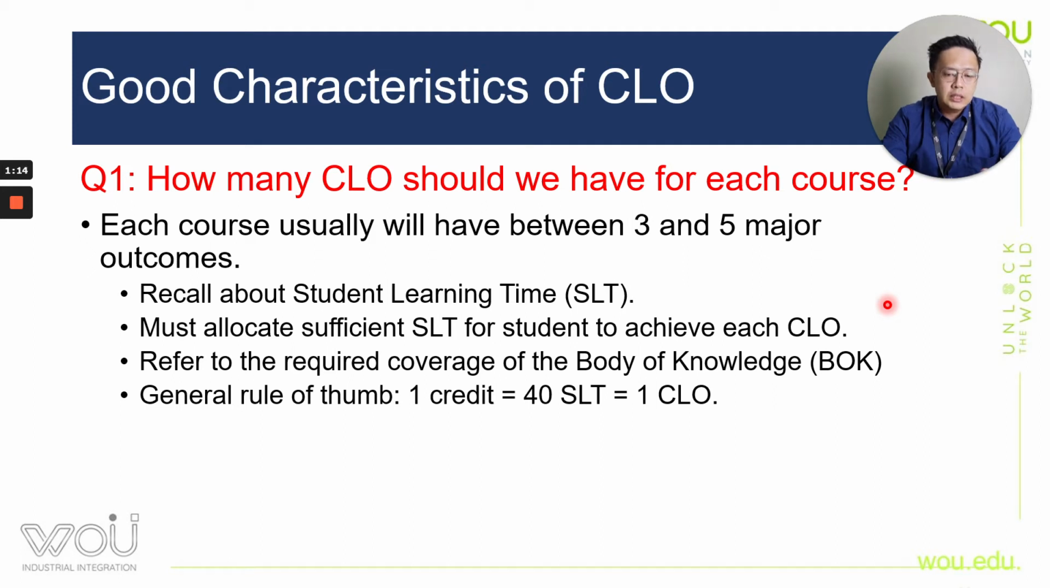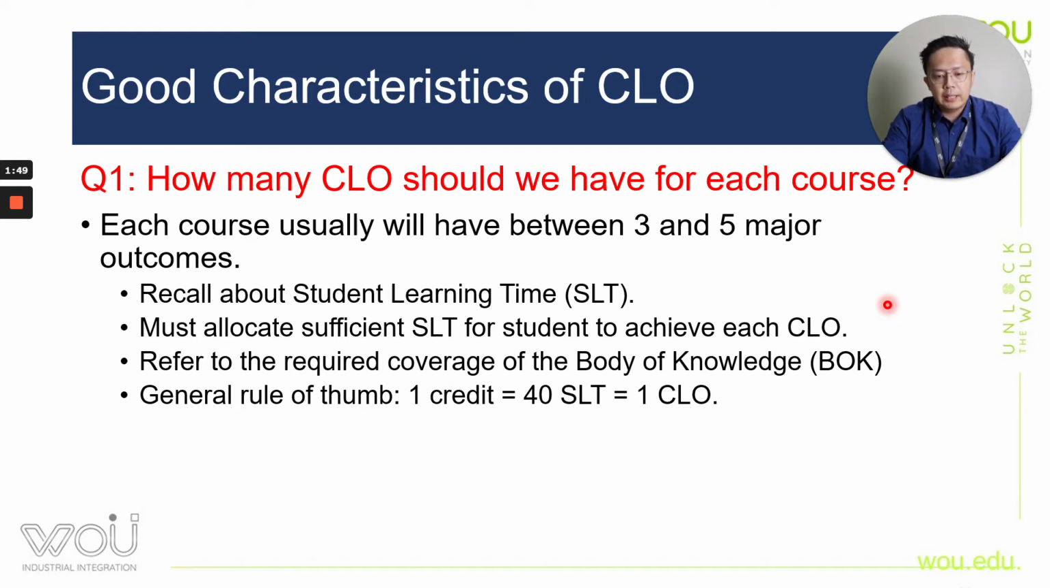According to the NQA rules and regulations, every credit in a course is equal to 40 hours of students' learning time. So if you have a 3 credit course, then the students' learning time should be at least 120 hours. Similarly, if you have a 4 credit course, then the students' learning time should be 160 hours, and so forth. Let's take a 3 credit course for example. If you are running a 3 credit course, you have 120 hours of students' learning time.